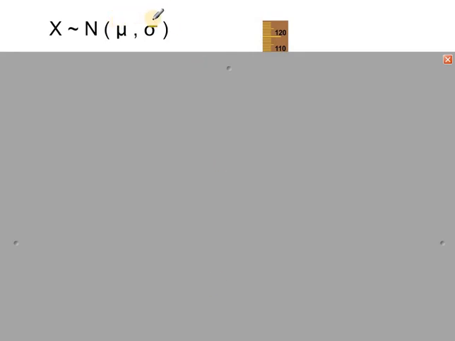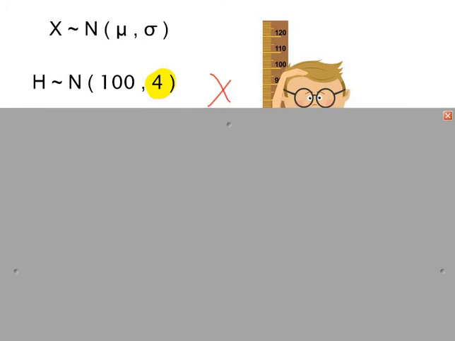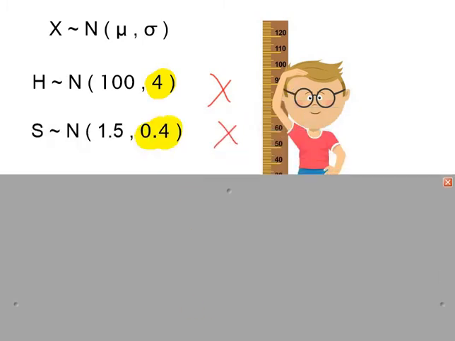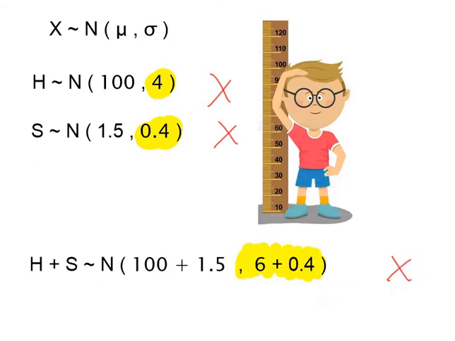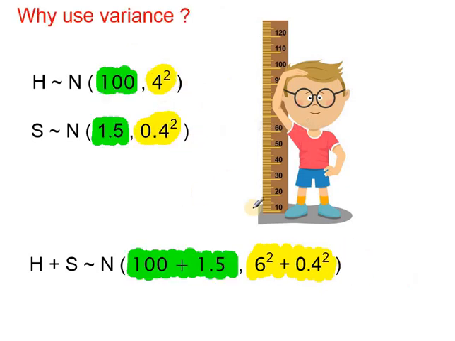Here I've got the mean and standard deviation as the parameter. So we would have this for the height of the person here, and this for the height of their shoes. And if we added them together, you can see that I'm trying to add the standard deviations together here, which is totally wrong. It has to be variances that are added together when we add independent normal variables.